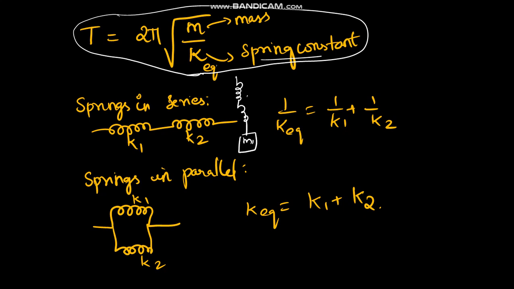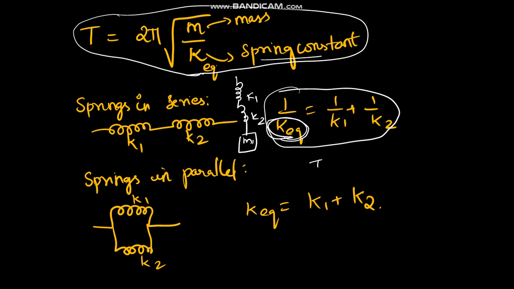two springs k1 and k2 are connected in series, then the equivalent spring constant is like the resistors in parallel: 1 by k is equal to 1 by k1 plus 1 by k2. This k equivalent value you have to find, and you have to substitute in 2 pi root of m divided by k equivalent.